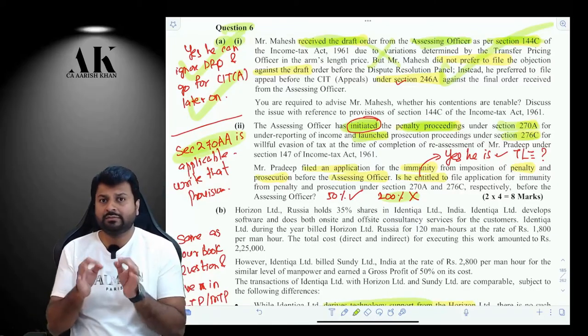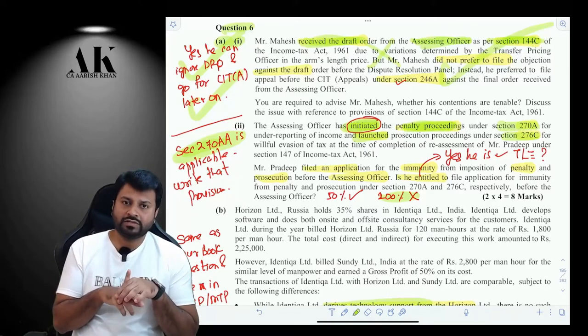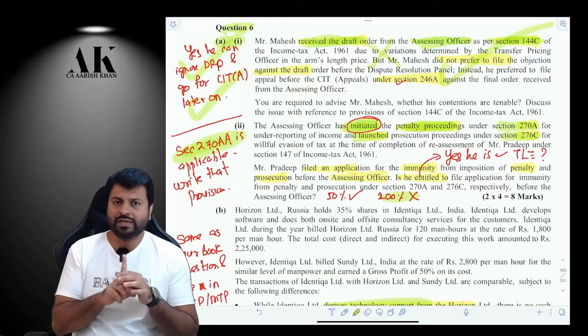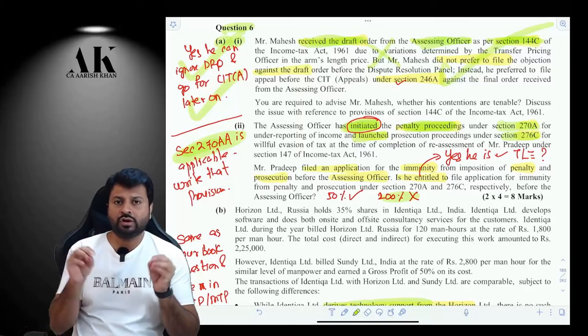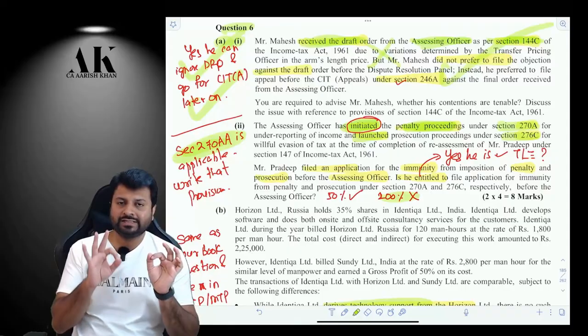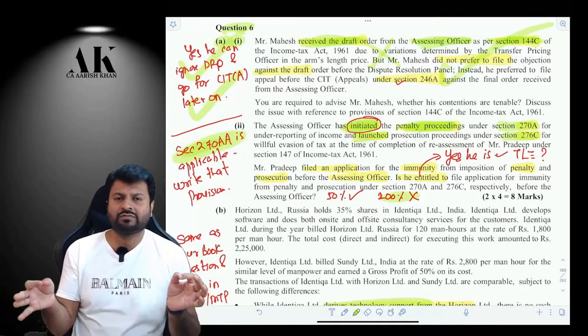What are the things that he is supposed to do? The very first thing, he has to make an application to the assessing officer within 1 month from the end of the month in which the order is received. Then within 30 days of the receipt of notice of demand, he has to pay tax and interest. And the third thing, he should not appeal against the assessment order. If he does these three things, his penalty may be immune by the assessing officer under 270AA.